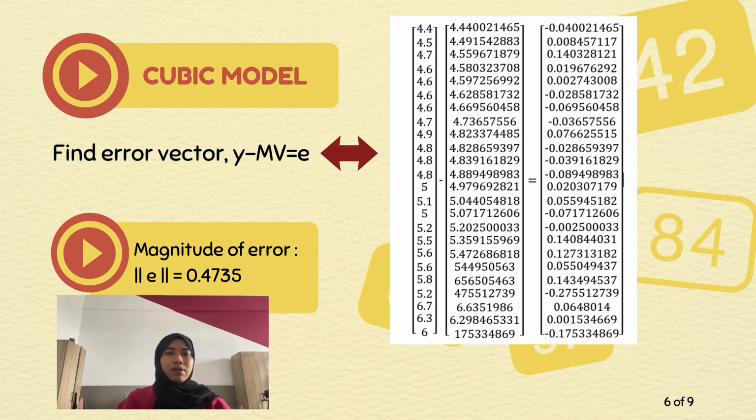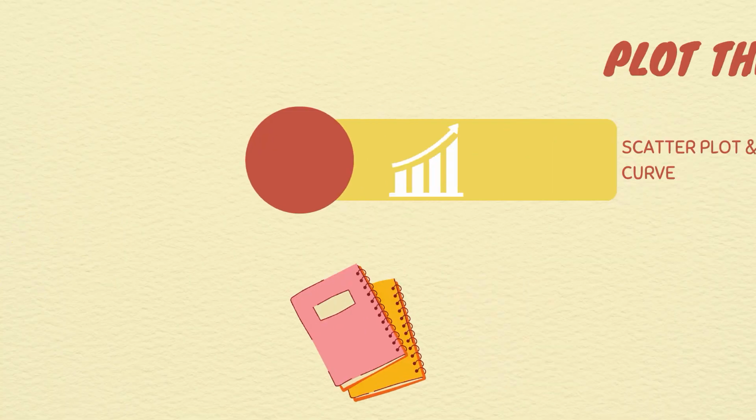The errors are relatively small, similar to what we saw in the quadratic model. So, at the bottom, you can see the magnitude of the error. It is 0.4735. This number represents the overall size of the error for the cubic model. So, even though the cubic model is more complex, it does not provide a noticeably better fit than the quadratic model. This suggests that the quadratic model may already capture the trend well, and adding more complexity does not improve the accuracy.